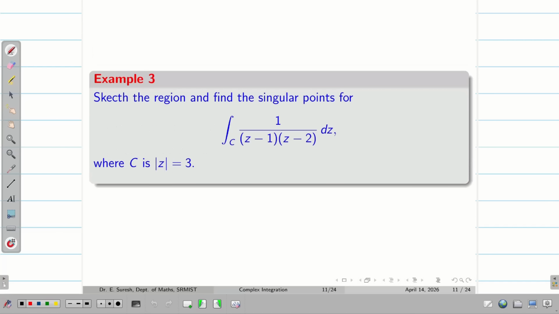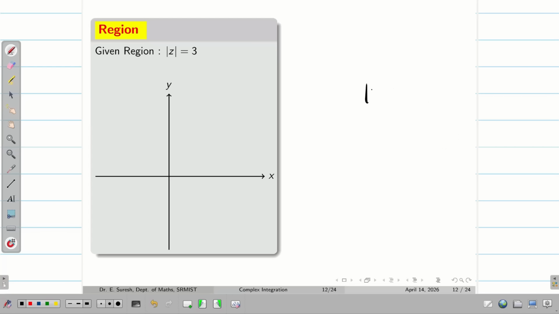Hope you understand. In a similar way, suppose I am increasing the radius, mod z equal to 3. The given region is mod z equal to 3, radius is 3, center 0, 0. Therefore, we can easily draw the circle.